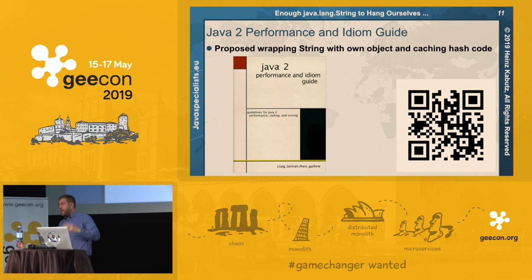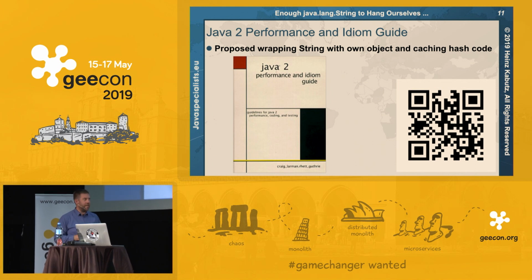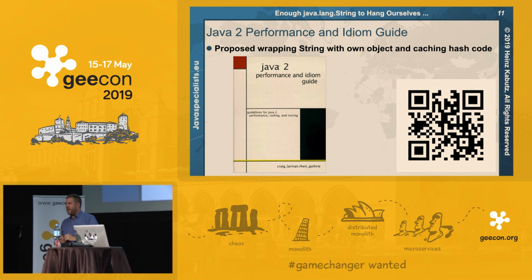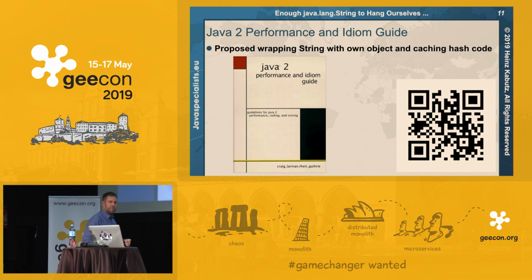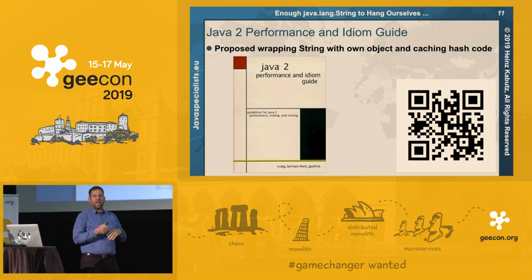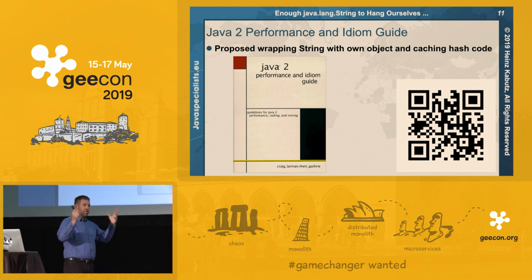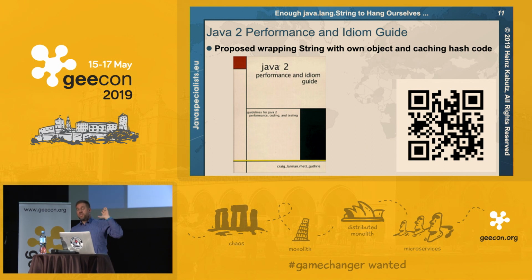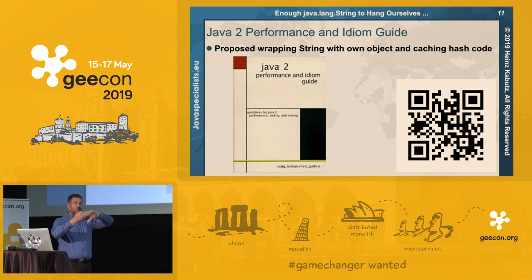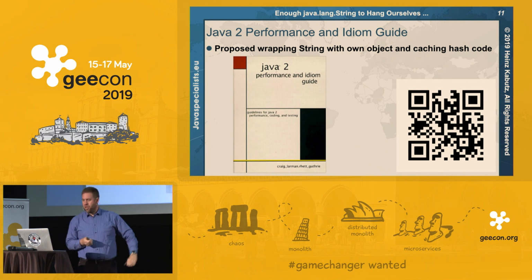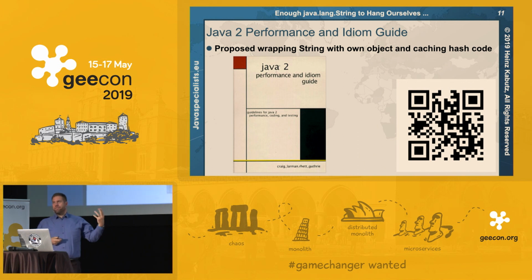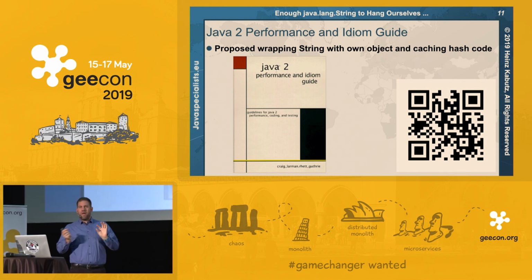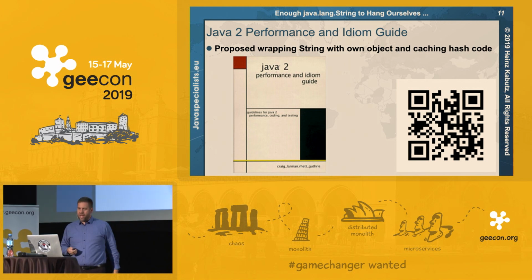At the time of Java 2, there was a great book written called Java 2 Performance and Idiom Guide. Now, it was a great book for the time. And one of the things with performance books and performance articles is that as soon as you write them, they're out of date, because everything changes around you, and what was true in those days is no longer true today. At the time, they made a very strong recommendation that you should always wrap a string with another object and then cache the hash code. Their reasoning was that they wanted to avoid having multiple calls to hash code on a string and then having linear performance every time. And there was a large chunk of that book about this.